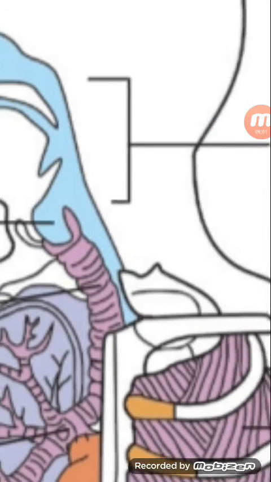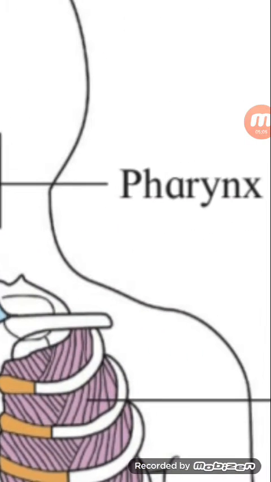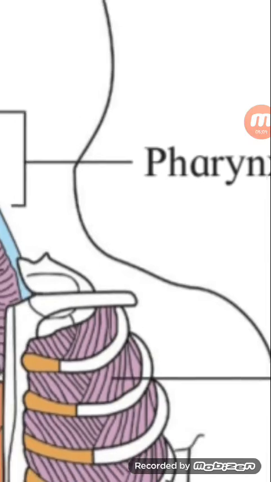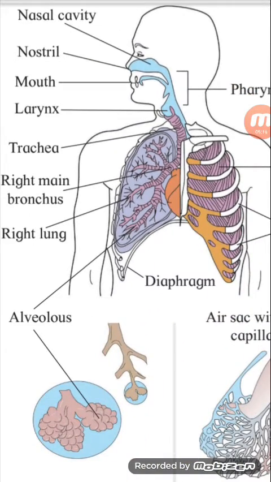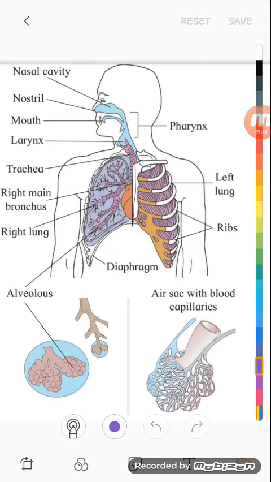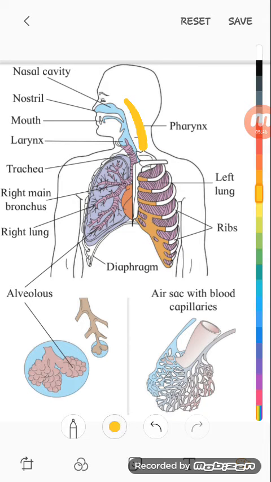Now from pharynx, the air enters the larynx.